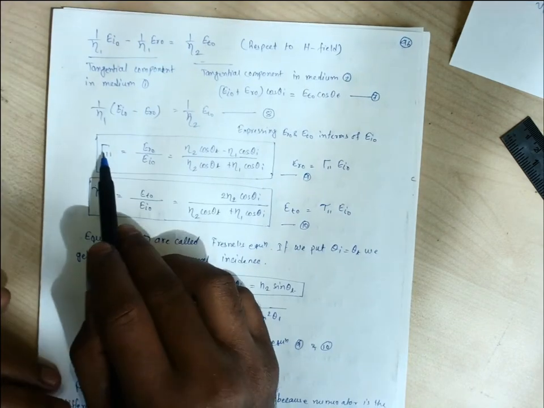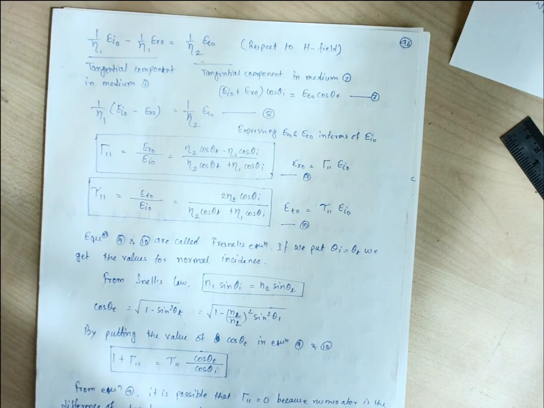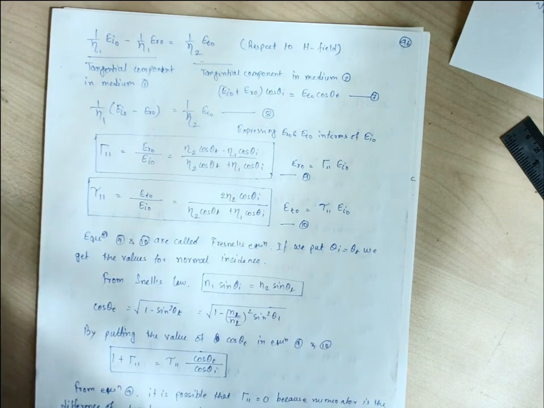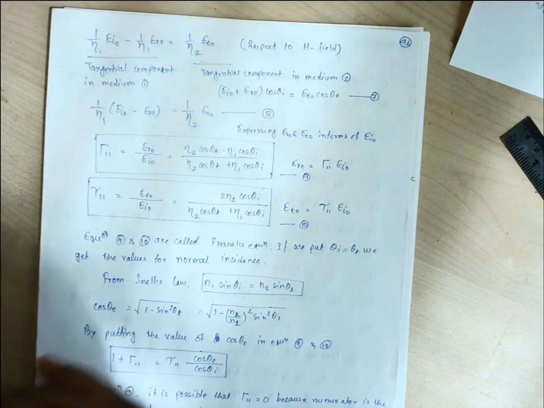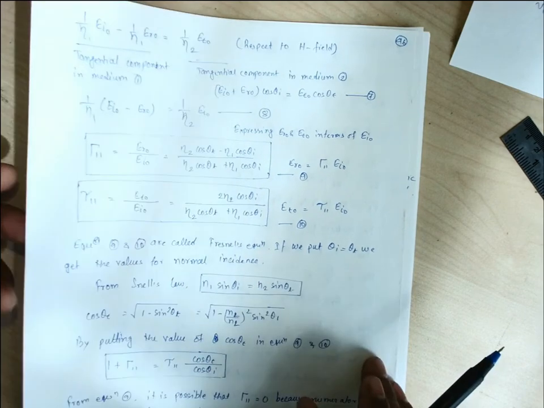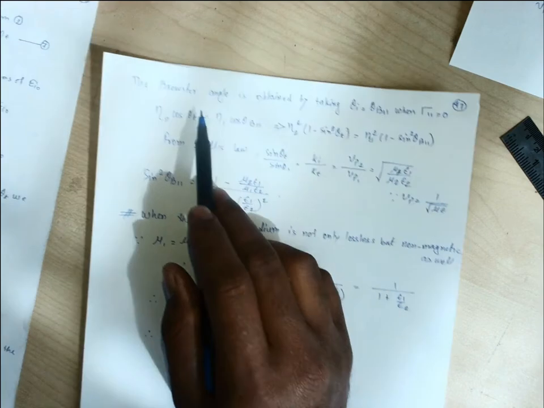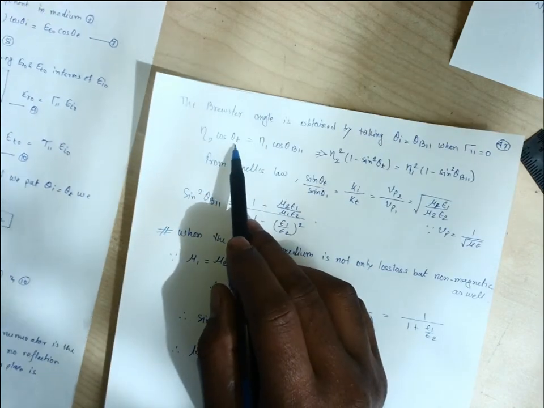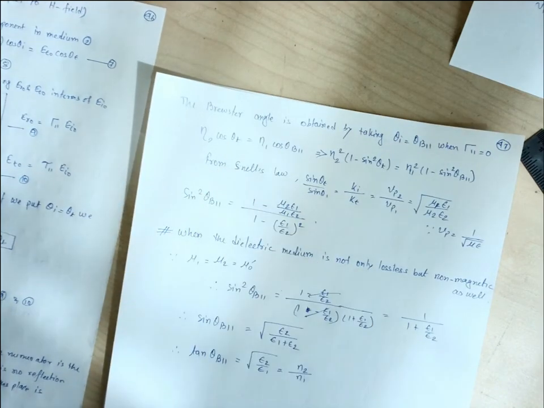if we have the reflection coefficient equal to 0, then this numerator is equal to 0, that's what we have written, and eta 2 cos theta t is equal to eta 1 cos theta b parallel, that is Brewster's angle for the parallel polarization.